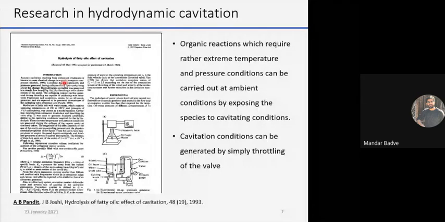Doshi from UDCT Mumbai, where they actually studied the hydrolysis of fatty oils, and they carried out this hydrolysis using acoustic cavitation and hydrodynamic cavitation. We'll see how both are different, and we'll see it afterwards.